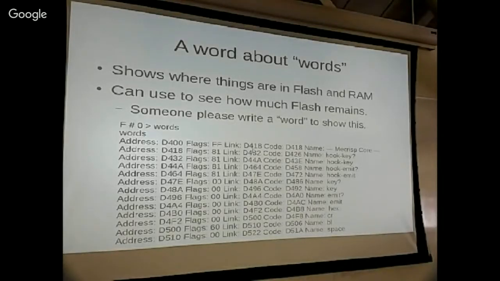The link is, you know, a dictionary is sort of a linked list of things, and this shows where the link to the next thing is. In this case, we see D418 is the next thing, and there it is right there. And then the name of the thing. So if you do words, you get two things really. You get the listing of what's in the core, and then, not shown here, you'll get another listing of the things that you've added to either flash or RAM.